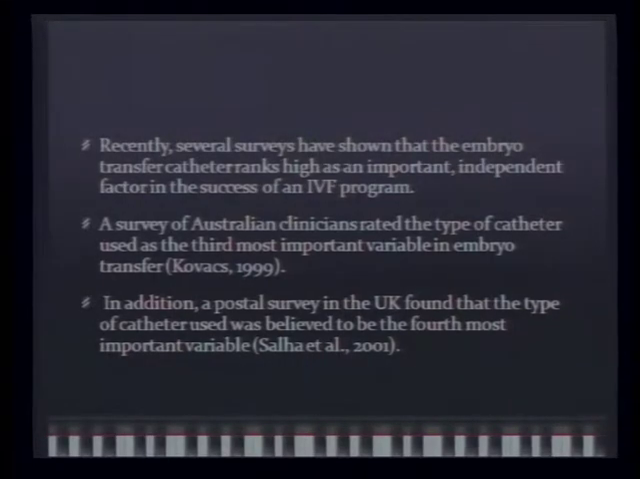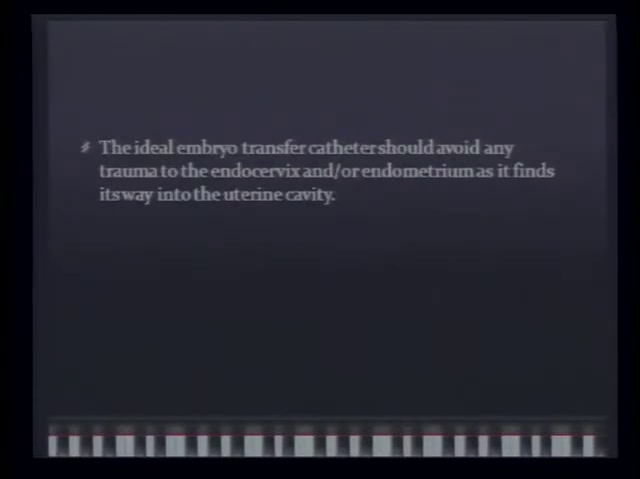A survey of Australian clinicians rated the type of catheter used as the third most important variable in embryo transfer. In addition, a postal survey in the UK found that the type of catheter used was believed to be the fourth most important variable. The ideal embryo transfer catheter should avoid any trauma to the endocervix and/or endometrium as it finds its way into the uterine cavity.